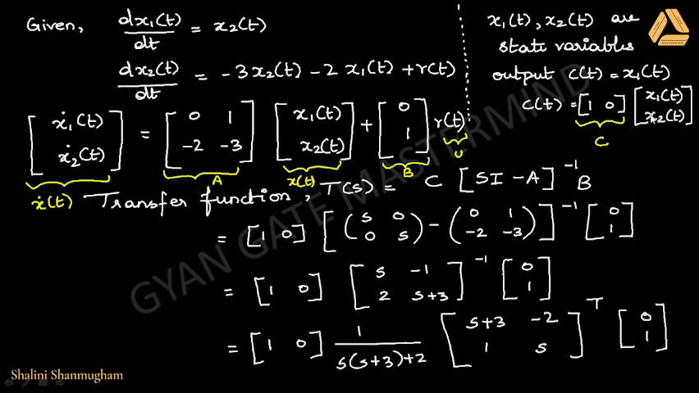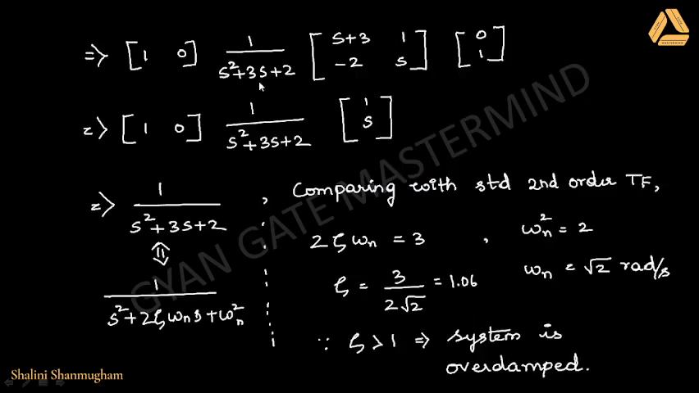Since x1 of t and x2 of t are the state variables, the transfer function is given by the formula C into sI minus A whole inverse into B. From the state representation we know matrix A, matrix B and matrix C. By substituting and finding the inverse, which is 1 by the determinant into the adjoint of that matrix, and simplifying, I get the transfer function 1 by s square plus 3s plus 2.